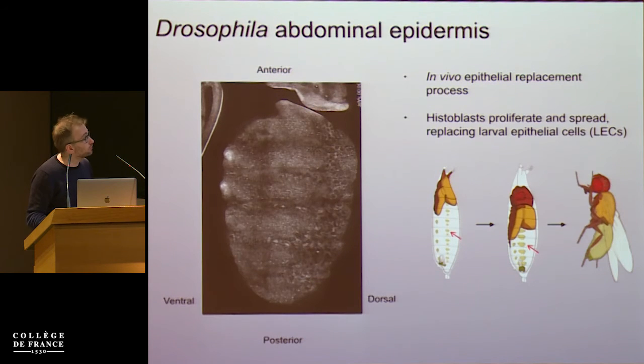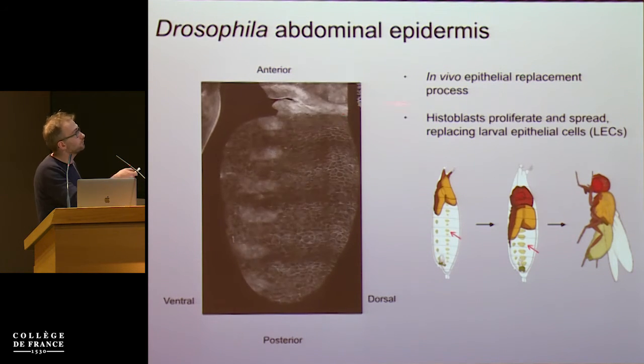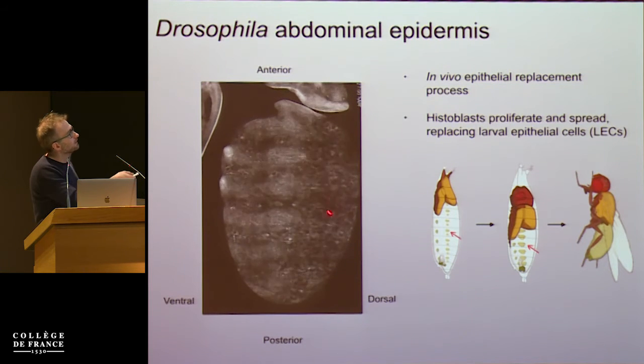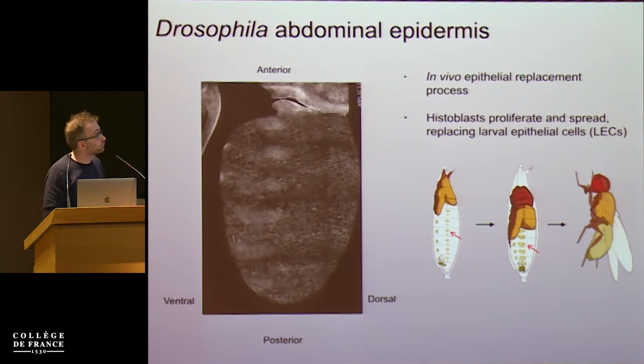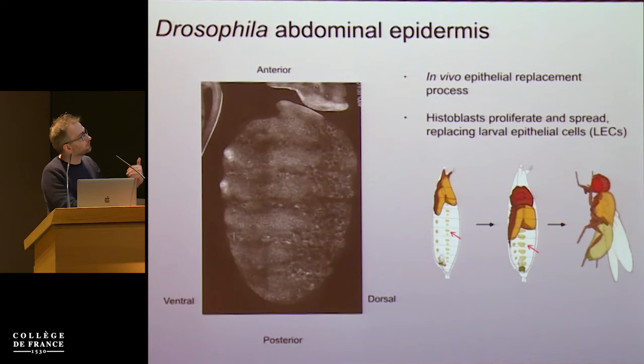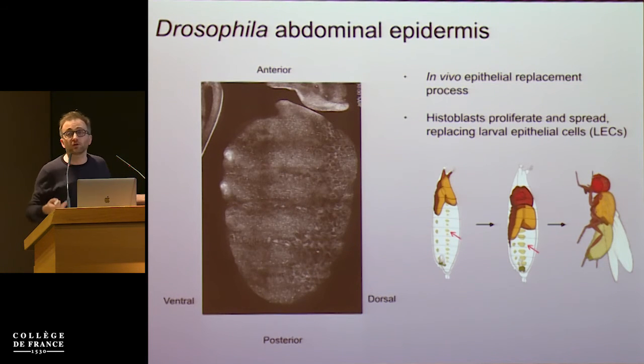And so this is a movie of the abdomen of a fly during the pupal stages. This is the beginning, you can see these big cells here are larval cells, and all these small cells here are different nests that exist in different hemisegments of the fly. And what we see in this process is that the histoblast nests start to grow, and the larval cells die, and the histoblast nest finally invade completely the epithelium. And in the adult fly, the abdomen is entirely made of these histoblast cells. So it's quite a fascinating process of tissue replacement by another.